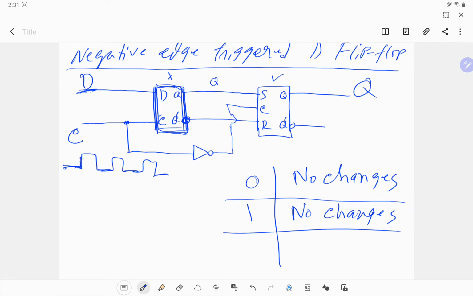When the clock pulse goes from 0 to 1, for the edge triggered parts, what happens? So this is going from 0 to 1. When it is 0 initially, the first flip-flop is not triggered. So D will not go to the output of the first latch. We don't get the data at the output of the first latch.